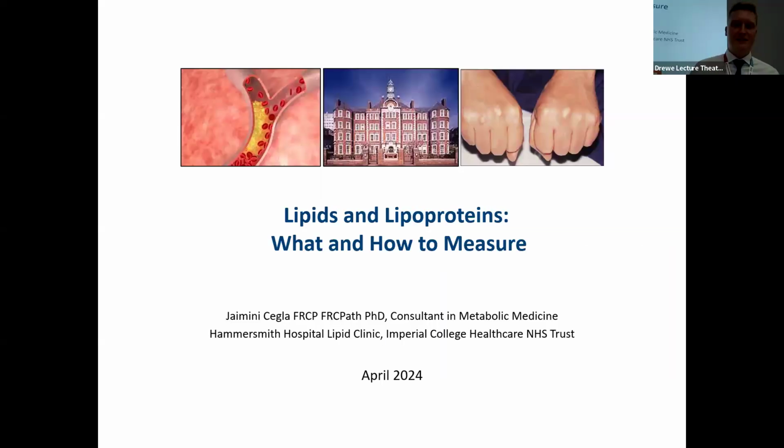So Dr. Jaimini Cegla is one of the metabolic medicine and chemical pathology consultants here at Imperial, and she runs the Hammersmith Hospital Lipid Clinic, and she's kindly agreed to give a talk today on lipids and lipoproteins, what and how to measure. Okay.